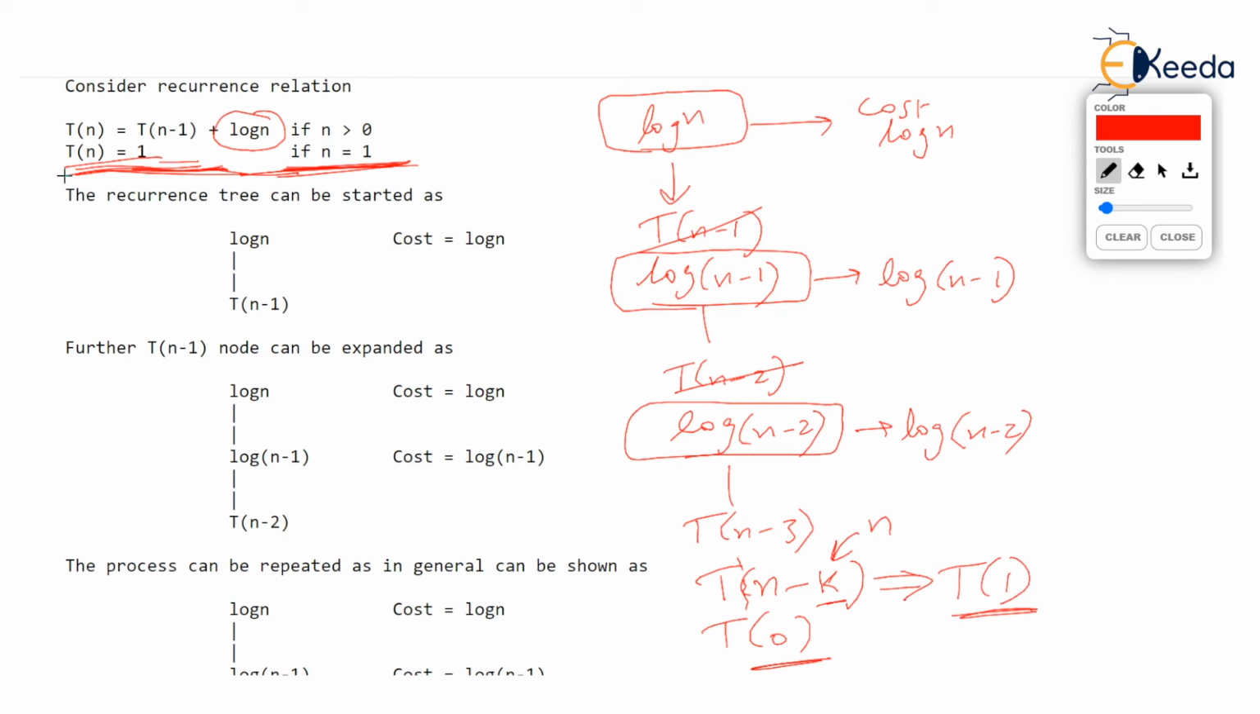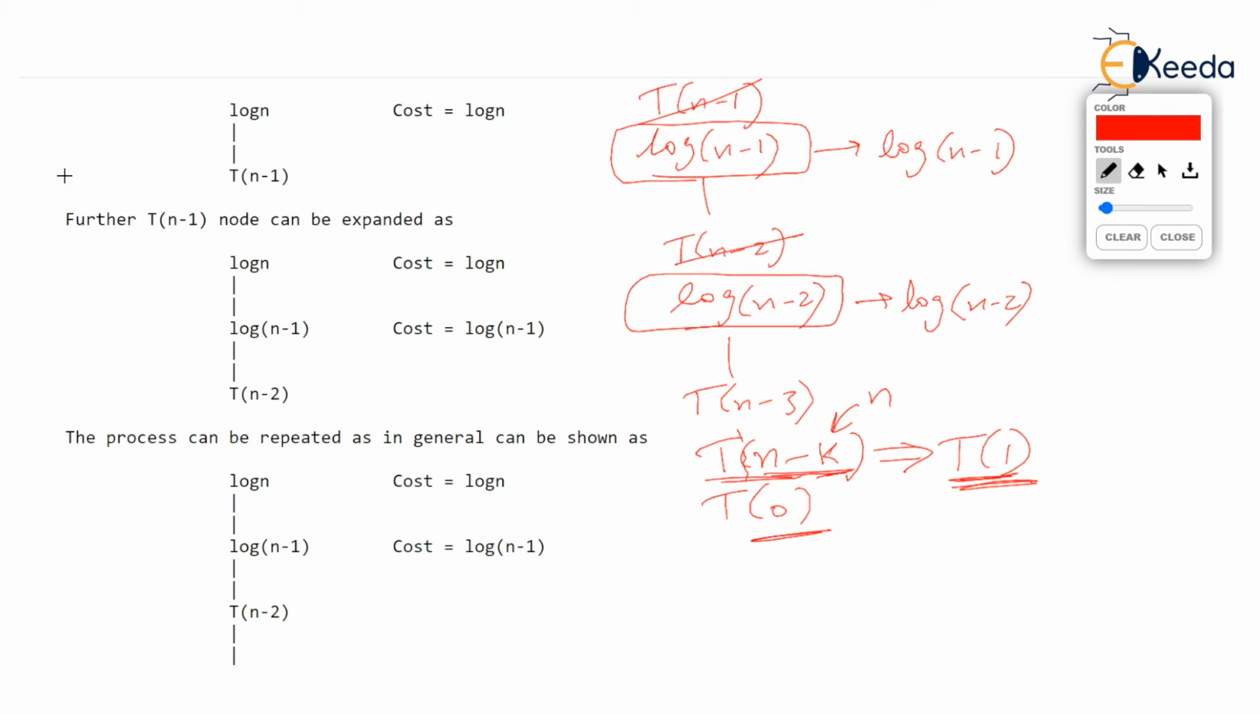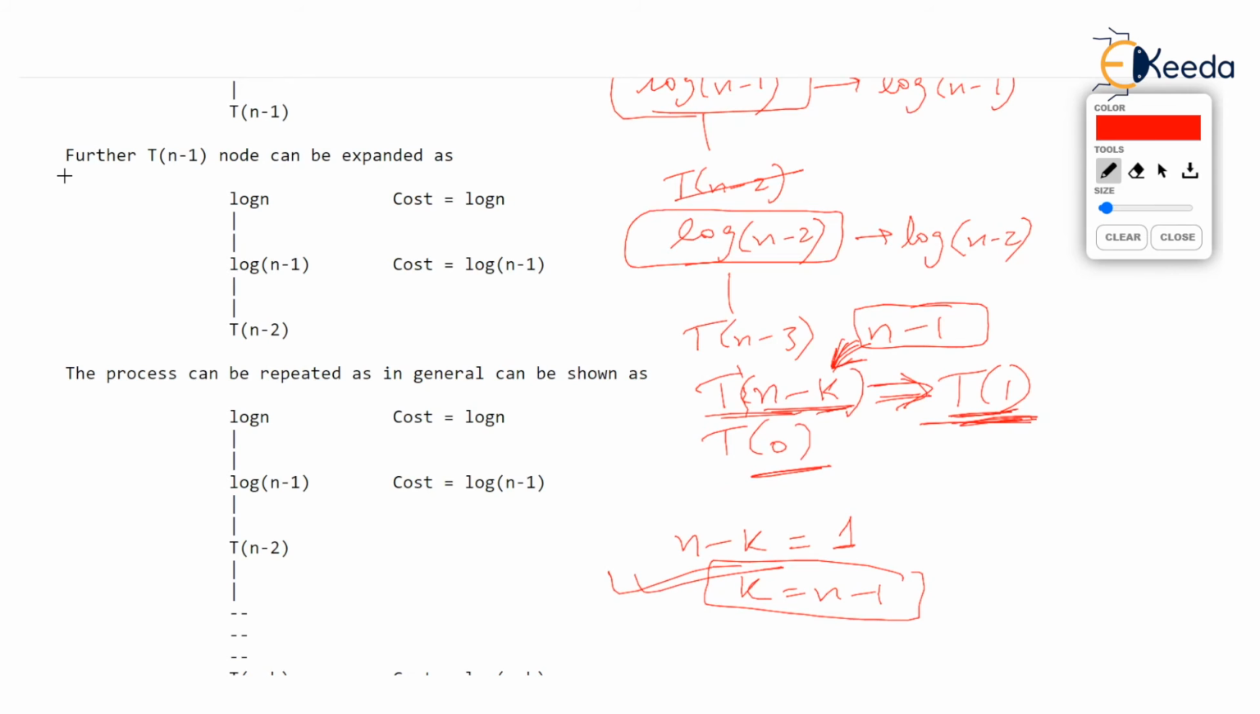When n is 1, T(n) is 1. That means T(n-k) should become equal to T1. That means n-k should become equal to 1. That means k should become n-1. Observe, if this k becomes n-1 here, so this will become n minus (n-1). So that will be T1. This is where the tree will stop. So the tree will stop when k becomes n-1. Yes, exactly. I hope you are understanding.